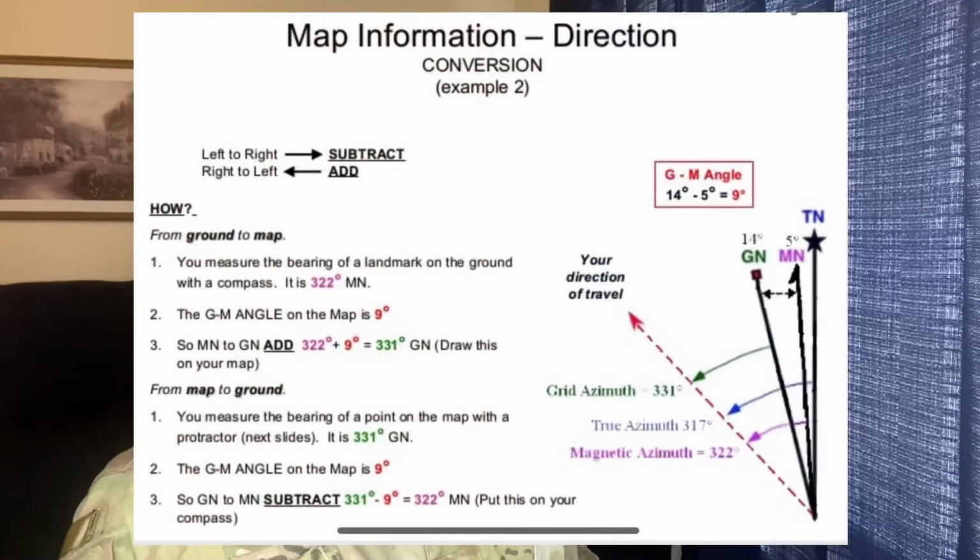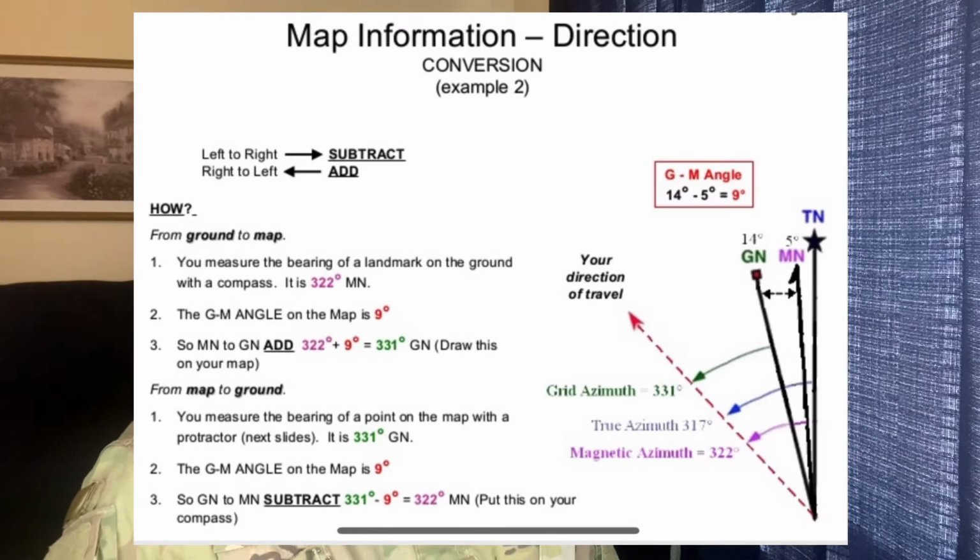From ground to map, you're going to measure your bearing of a landmark on the ground with the compass. This one is on your compass, 322 degrees magnetic north. So on your compass, it says 322. Your GM angle is 14 minus 5, which equals 9. See how we're reading that? Your GM on the map is 9. So your magnetic north to grid north, you're going to add it, because you're going right to left. So you take your 322 on your compass plus your 9 equals 331 grid north. Then you're going to draw that on your map.